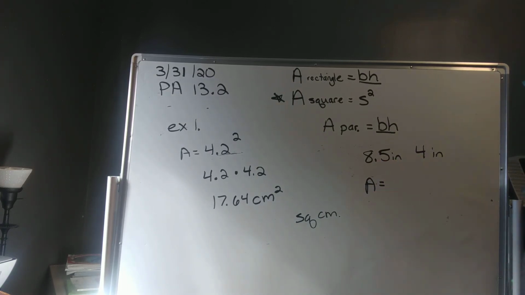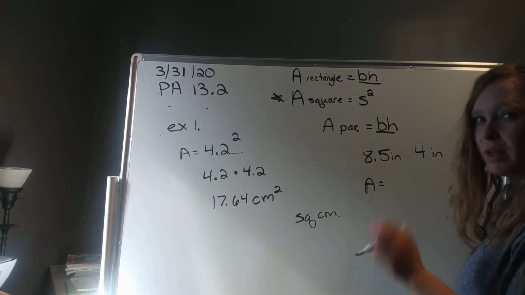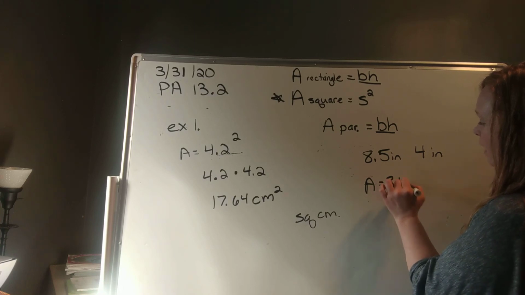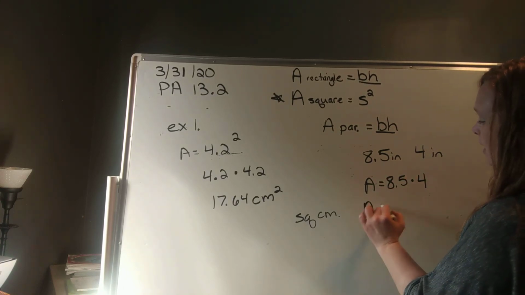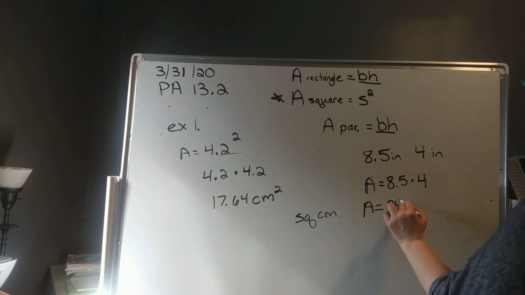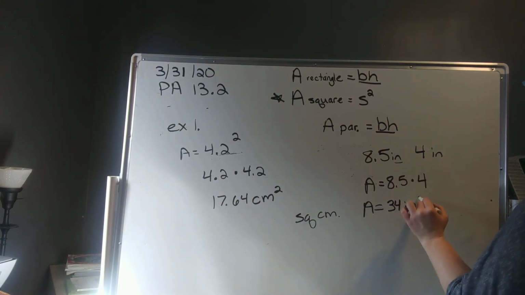Now in this case, does it matter which one we assume is the base or the height? No, it doesn't, because we're multiplying, so it doesn't matter which way they go in. Okay, so 8.5 times 4. Go ahead and pop that into your calculator. And you should get 34 inches squared.